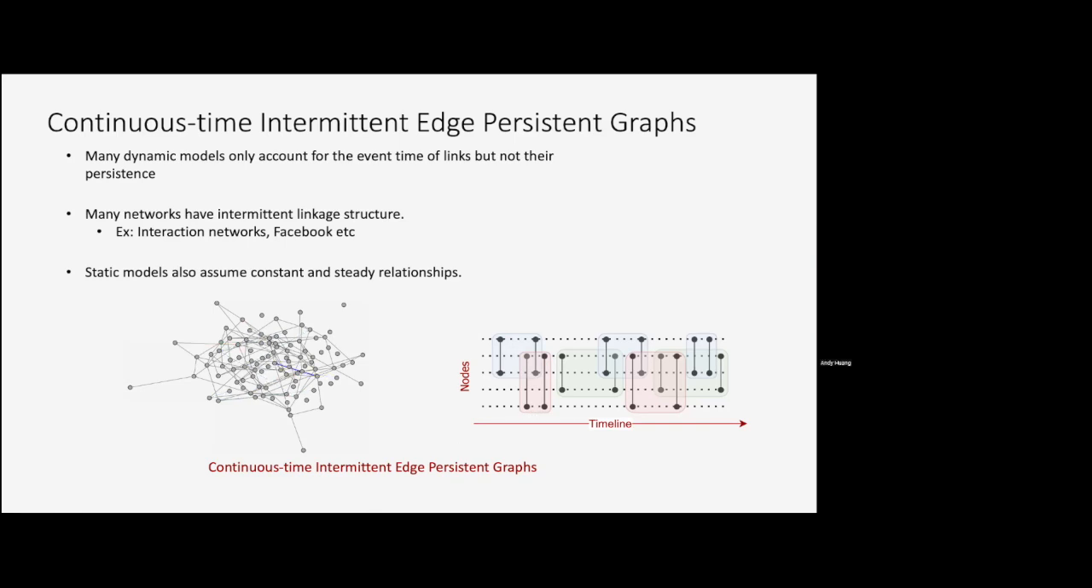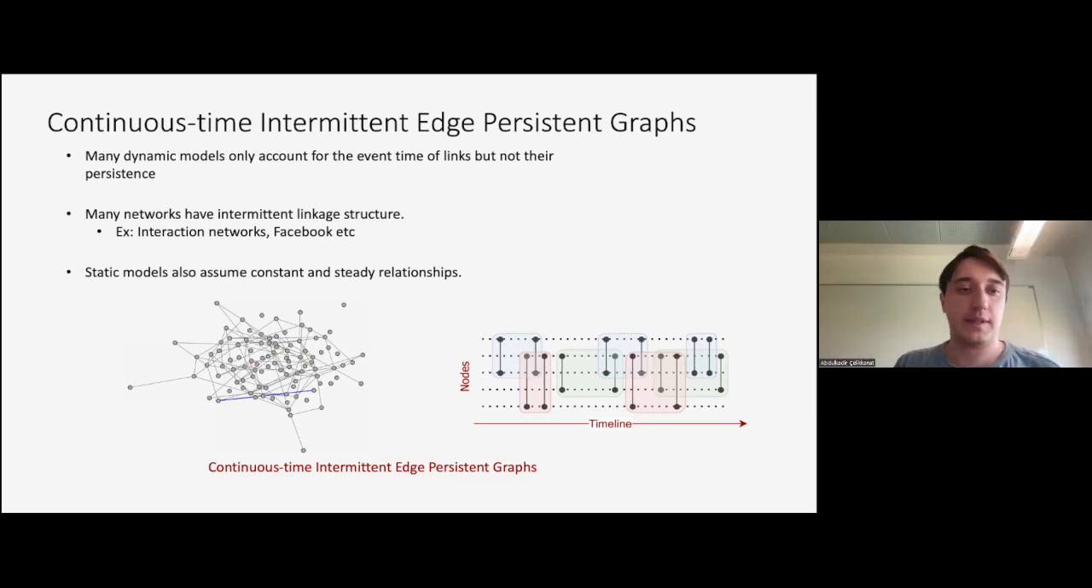But in many other continuous time networks, you have only just one interaction, so each edge indicates an interaction. Let's say you have some sensors, and if two persons are close to each other, then you have just one event.